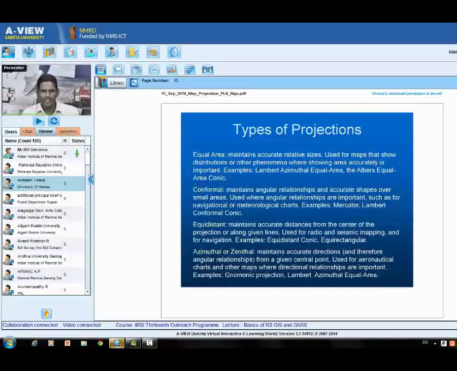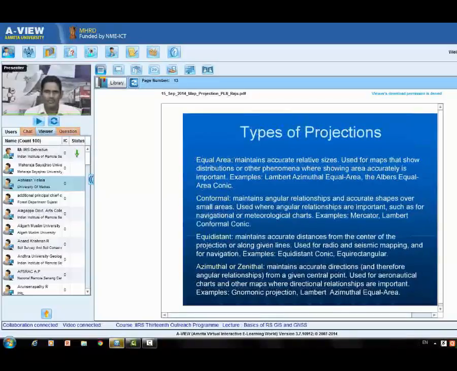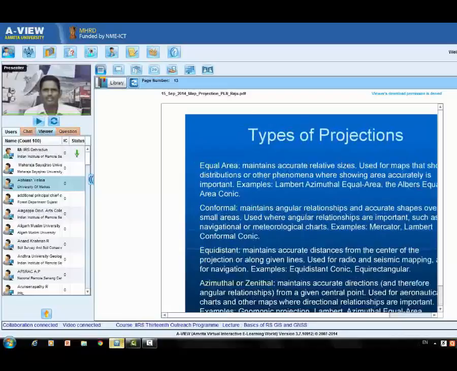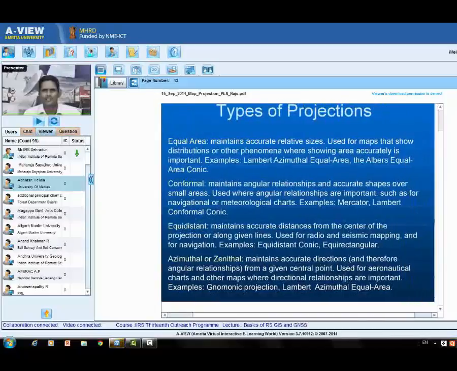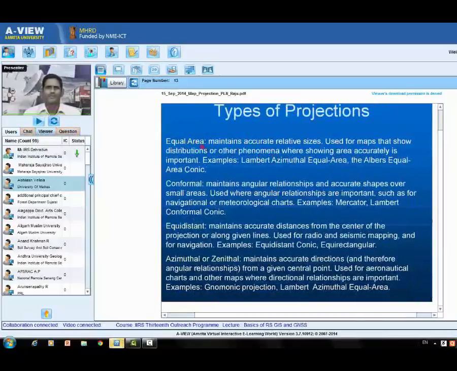So when you say projections, there are various properties that you have to preserve. These are the properties. One is equal area. That means you are maintaining the area as true as possible. So here we will be maintaining the accurate area. Examples are Lambert azimuthal equal area and Albers equal area conic.